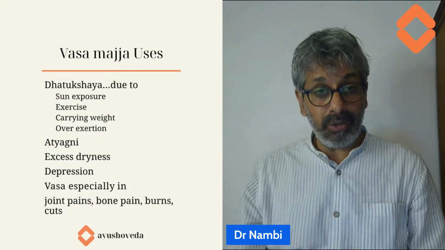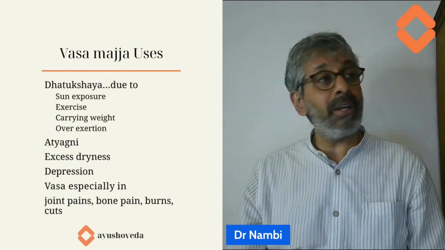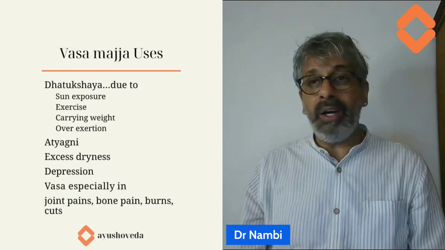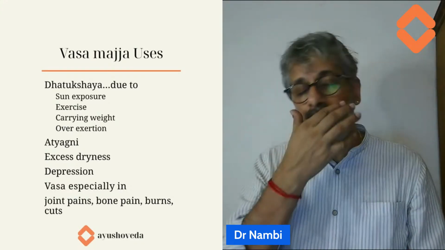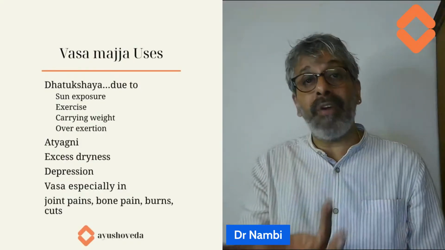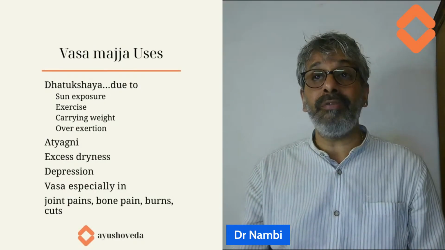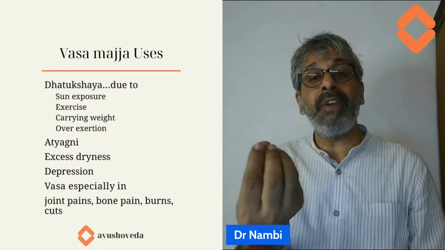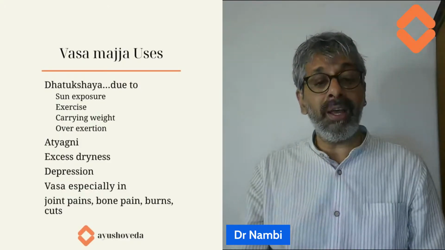Vasa and Majja also is given when you have got extreme Agni. That means your Agni is very high and you can digest well. So you need not go for ghee, you can go for animal fat. Normally, goat fat or pig fat is also given. And then extreme excessive dryness, because this is very thick. So when you've got excessive dryness internally and externally, you can use Vasa and Majja.